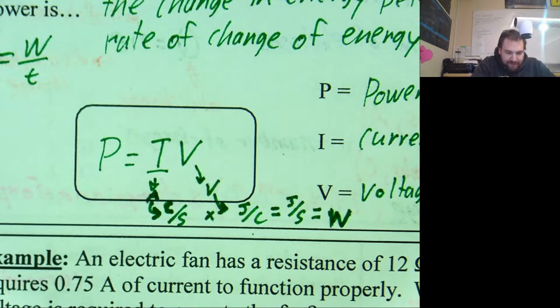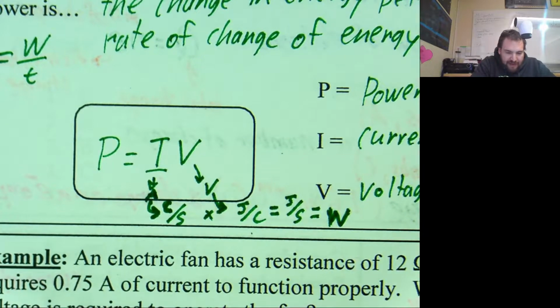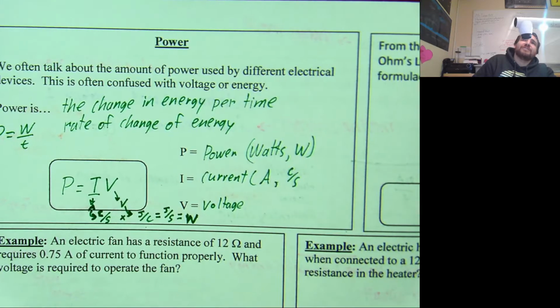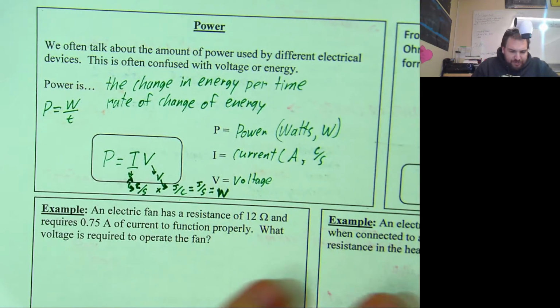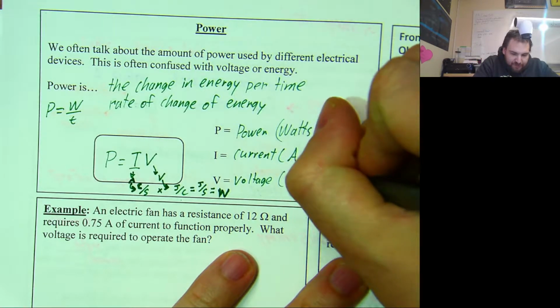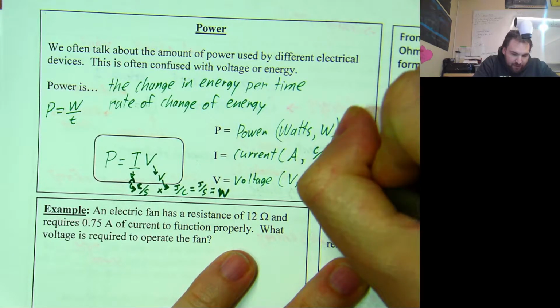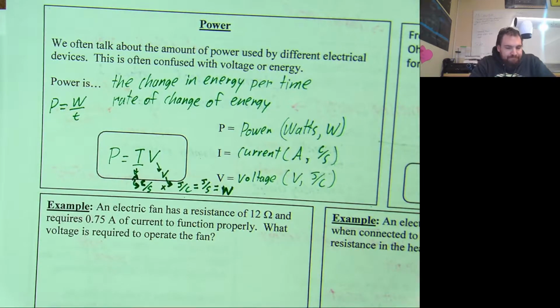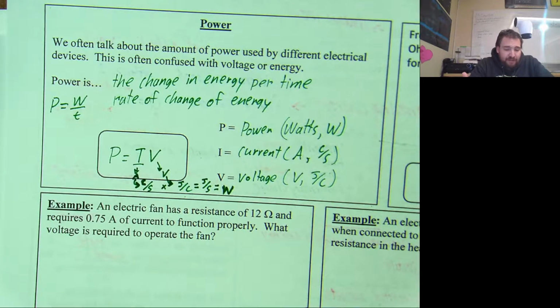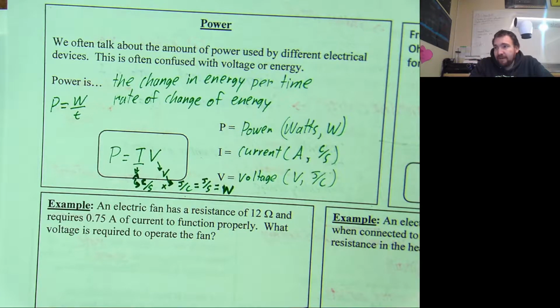Let's write it up here a little bit cleaner. Current is amps, which is equal to a coulomb per second, and voltage, which is volts, which is also written as a joule per coulomb. So there we go. That is the relationship between power, current, and voltage.